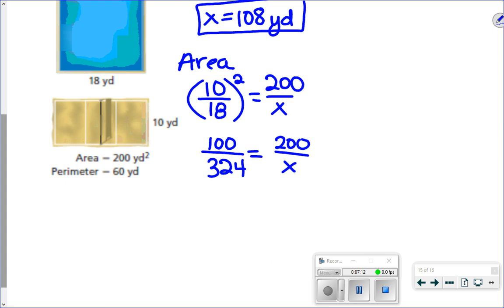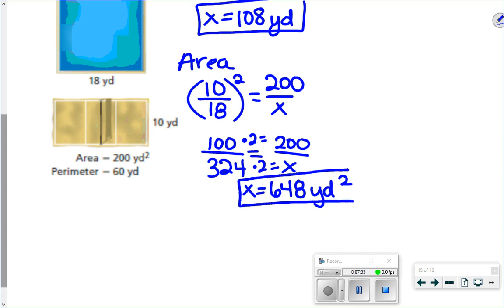Again, I'm noticing a multiplication pattern. If I take 100 times 2, I get 200. So I'm going to do 324, and I'm going to multiply it by 2. And that's going to tell me my value for x. So that one's going to be 648. And then area is always in square units, so I want to make sure I have square units on my answer. 648 yards squared.